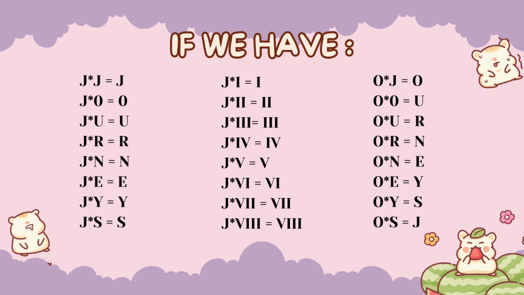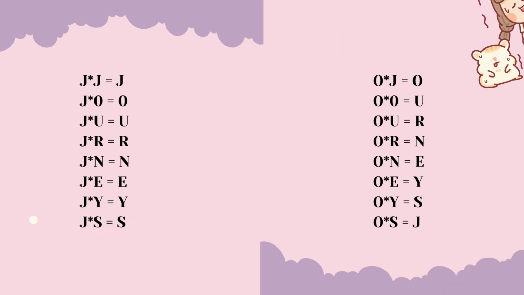O star J is equal to O. O star O is equal to U. O star U is equal to R. O star R is equal to N. O star N is equal to E. O star E is equal to Y. O star Y is equal to S. O star S is equal to J.